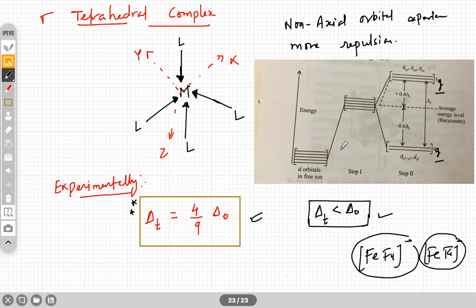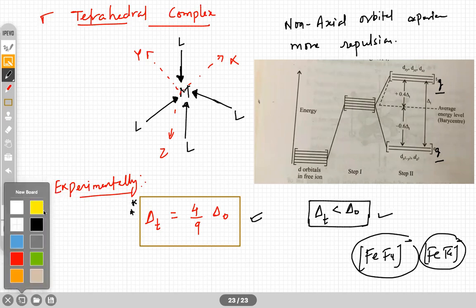Okay. So this is the tetrahedral complex. Every other thing is the same. You don't have to think much about it, because we have discussed a lot of things in the octahedral complex. Those things we can apply here also, but that is not in your syllabus, so just let it be. Now, if you have a square planar complex, then how do the orbitals split? Did you draw this, all of you? So one second.